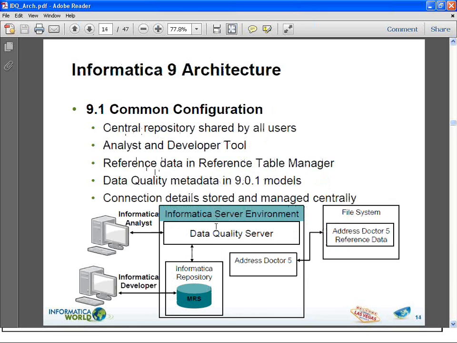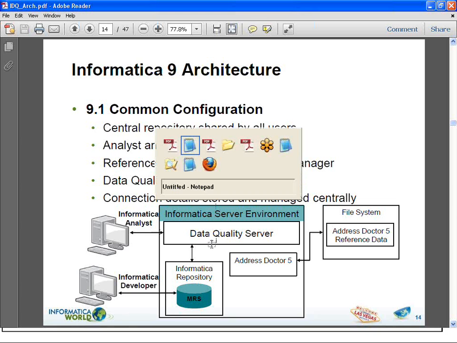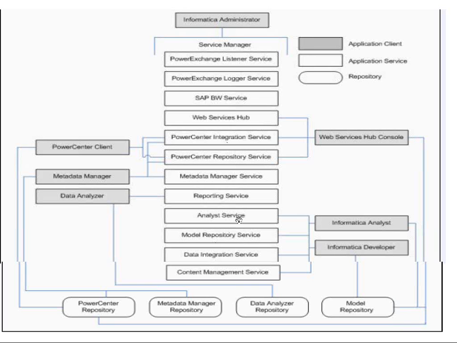So that's one of the beauties of 9.x architecture. The complete architecture will be in line with SOA style, which is service oriented architecture, because as we have seen in this diagram, everything is represented in terms of services: model repository service, data integration service, analyst service, and content management service. That is why this data quality follows service oriented architecture. Clear? That's what we have with respect to the architecture explanation.